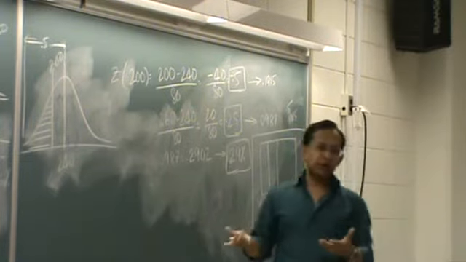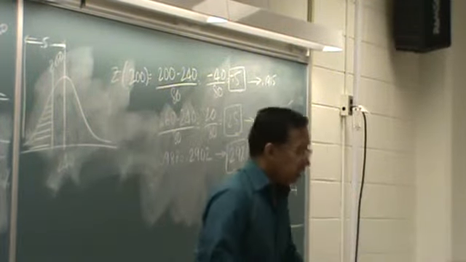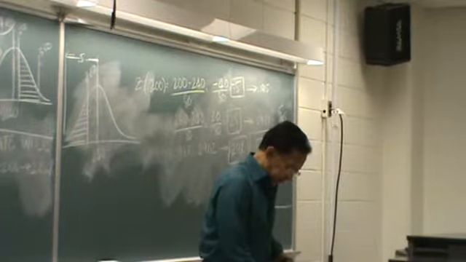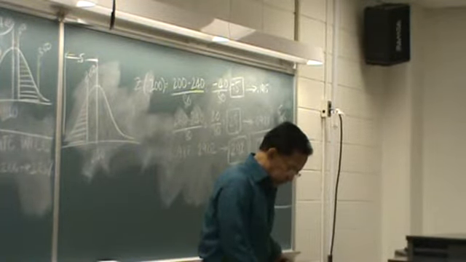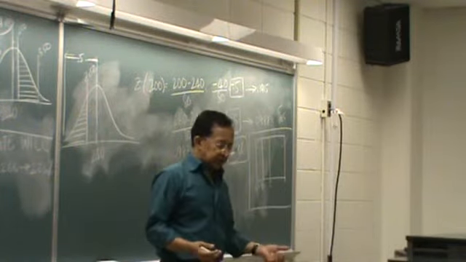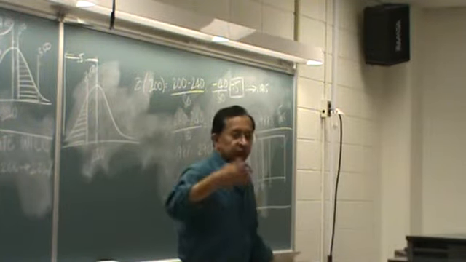So it will be how much? 0.5 minus 0.1915. Let's see here. 0.3085. So you can round it up to 31%.